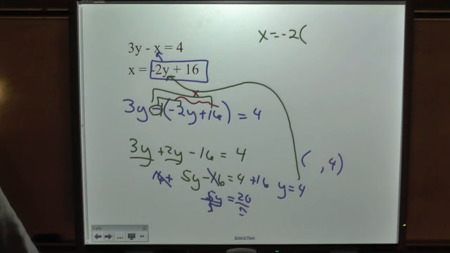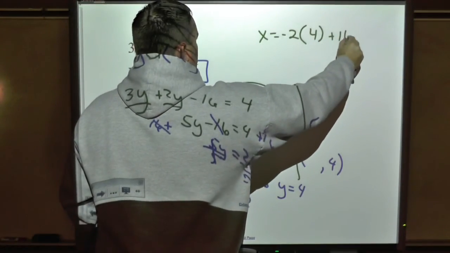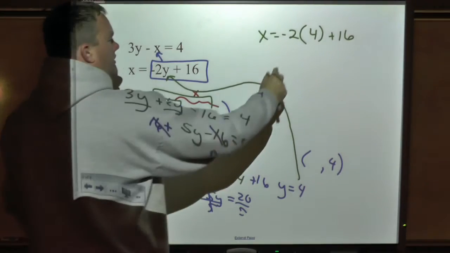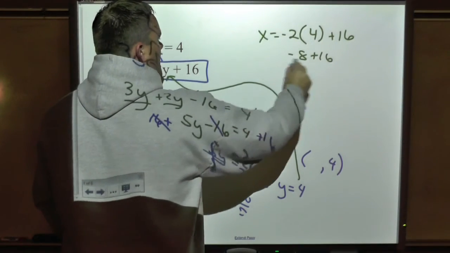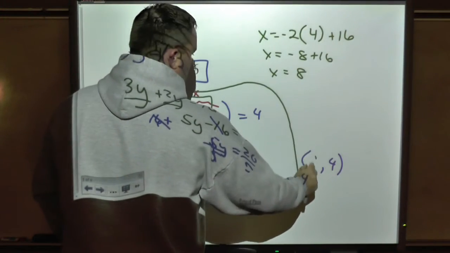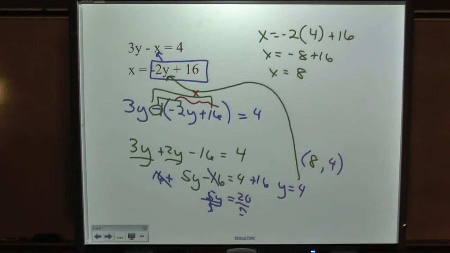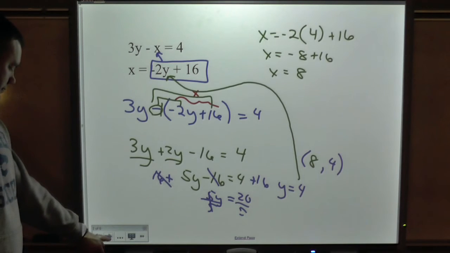So, -2 times y, which is now 4, plus 16. Well, -2 times 4 is -8, plus 16. -8 plus 16 is 8. You're done. So, if you graph these two lines, they would intersect at the point (8, 4). x is equal to 8, y is equal to 4.